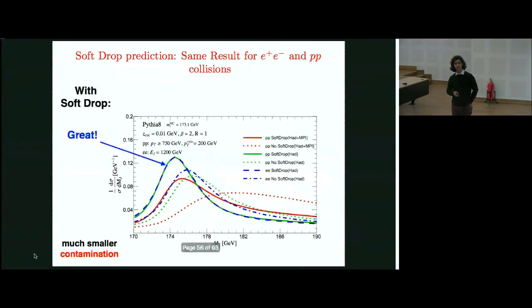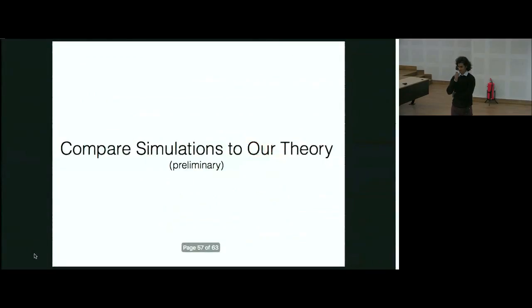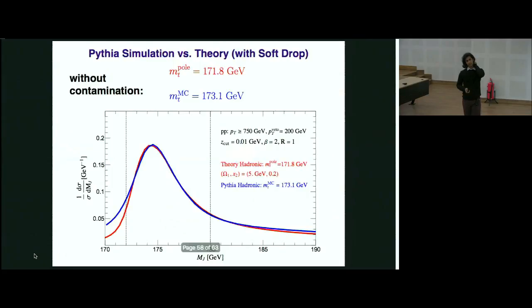But this is what happens when I turn on soft drop grooming. You see that both the e+e- and pp, at least when I have the hadronization, are spot on. And even if I turn on MPI, the shift is much smaller. So this is telling you that the contamination is much smaller. This is promising, and it brings me towards the last part of my talk, where we're doing a preliminary comparison of the simulations to our theory. The idea is that I can turn on and off my MPI.